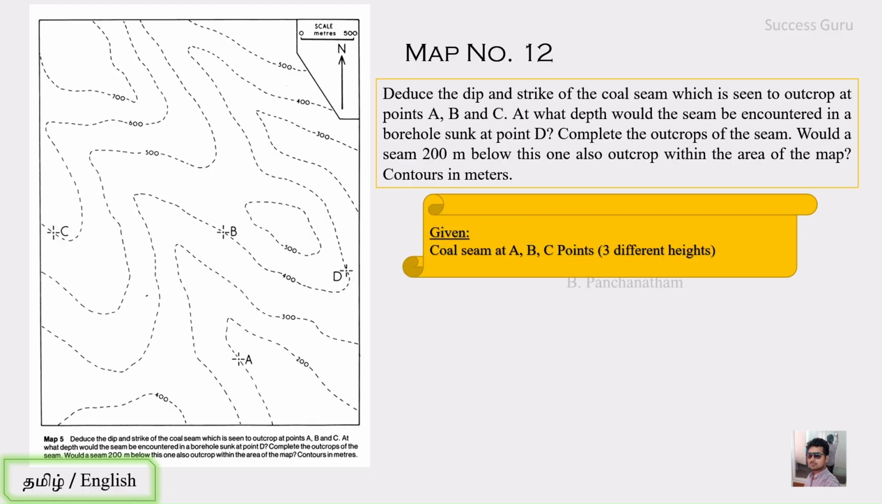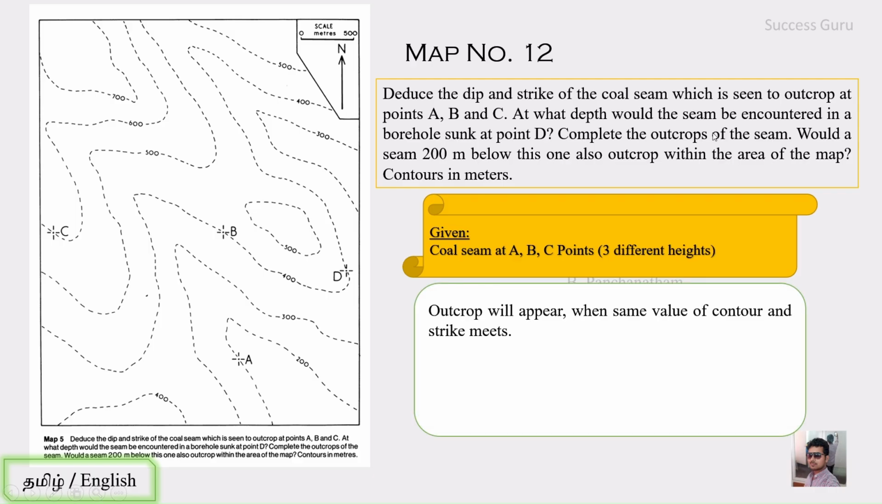From the question, it is clear there is a coal seam at points A, B and C. So these are the three different heights of an outcrop. With these 3 points, how do we solve this? Let us recall the basics from our previous class. We will also explain with the properties of contour. The very first thing is, we remember that whenever the same value of strike and contour meets, there will be an outcrop. This is the basic rule for so many maps we have solved.